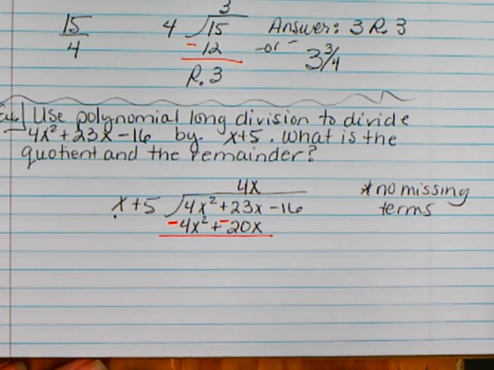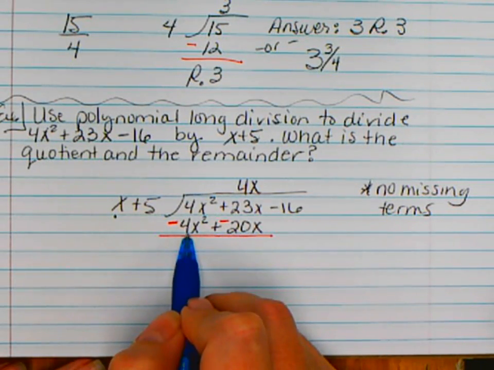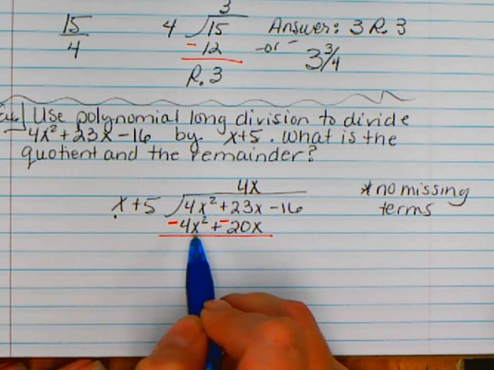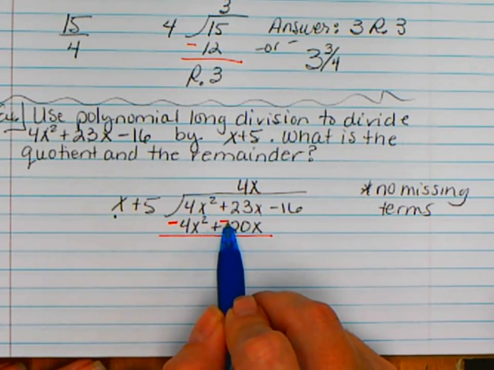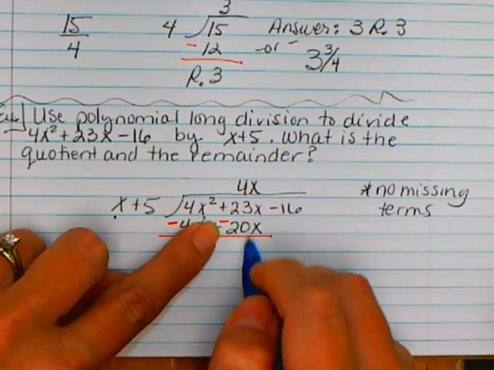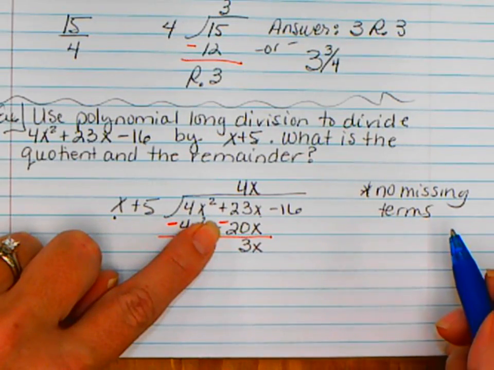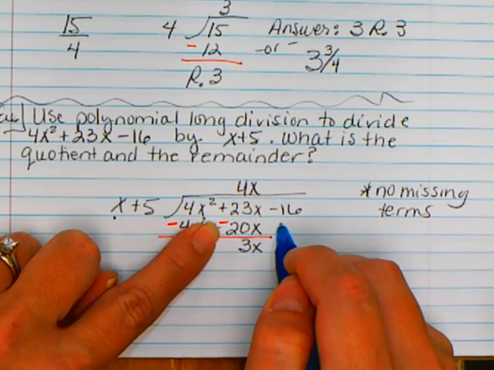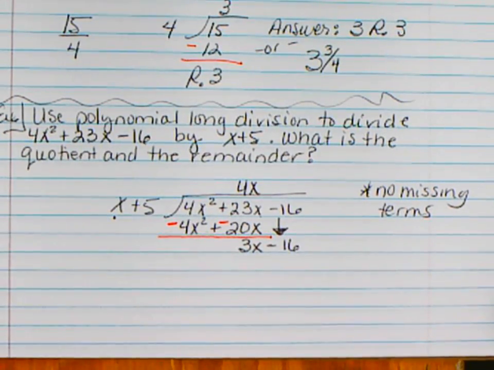Alright, now you're combining like terms. What's 4x squared minus 4x squared? 0. If these 2 terms don't cancel, something's wrong. They always have to cancel, okay? That's your goal. Try to get them to go away so you can move on to the next one. What's positive 23x, and we're adding and subtracting now, not multiplying, minus 20x? 3x. Now, just like with regular long division, now I'm just going to bring down the next term. So that minus 16, I will drop it like it's hot.